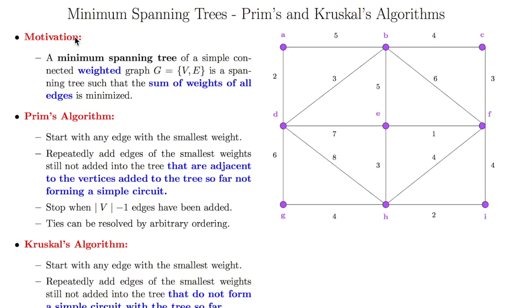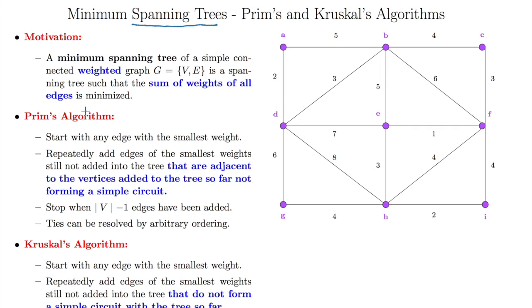Hello, so let us talk now about minimum spanning trees and how we can make a minimum spanning tree given a graph. So let's start with the definition or motivation. A minimum spanning tree of a simple connected weighted graph is a spanning tree such that the sum of weights of all edges is minimized.